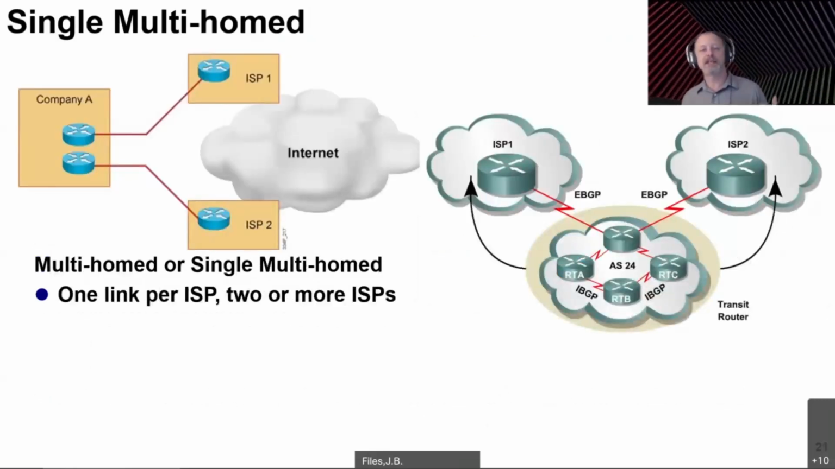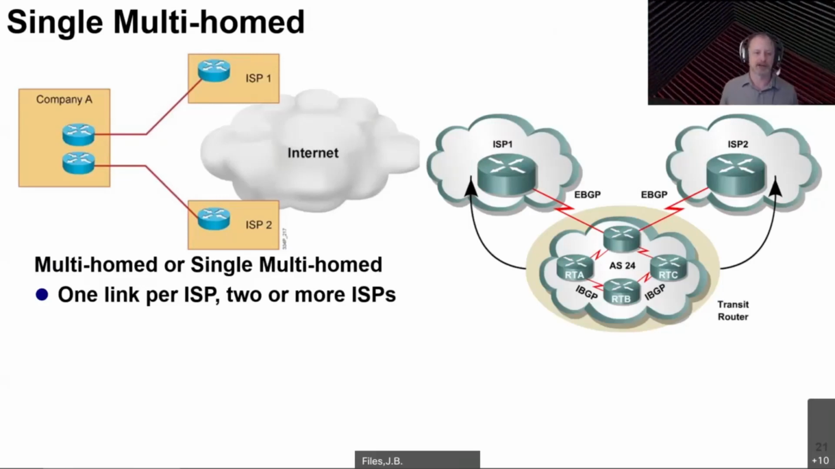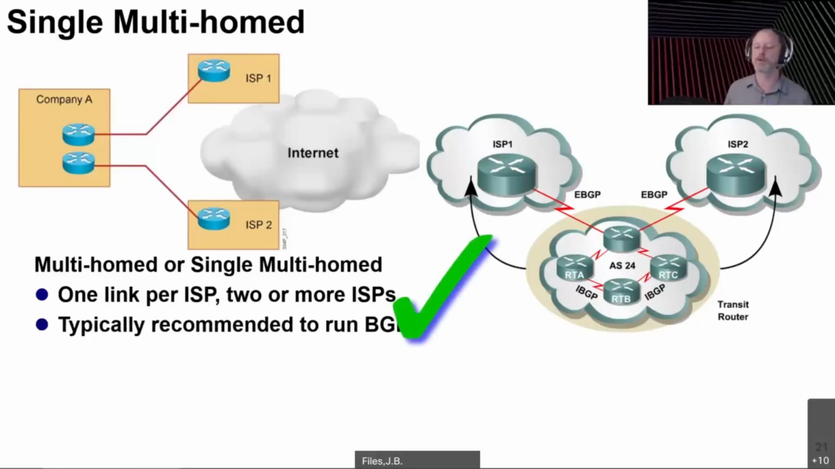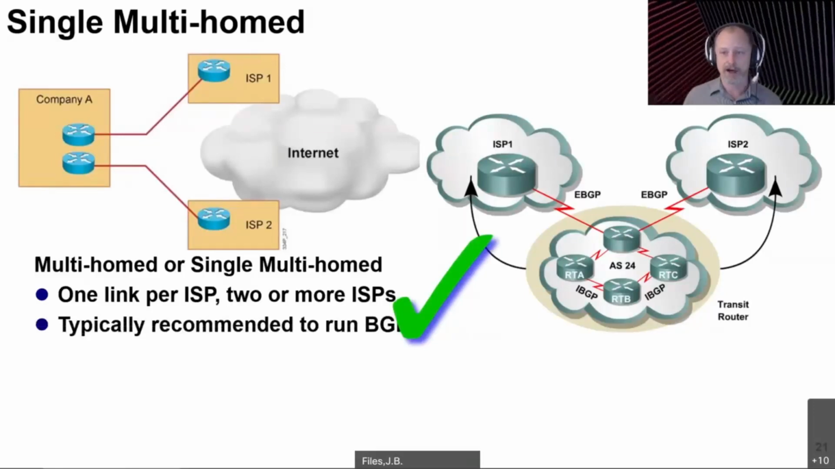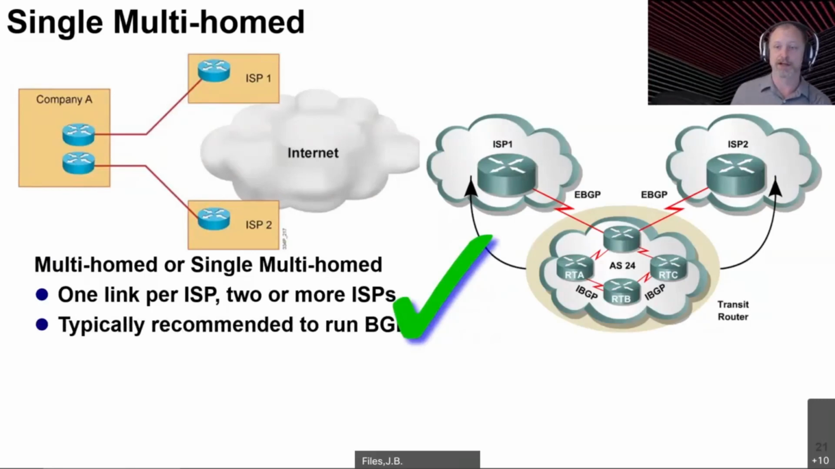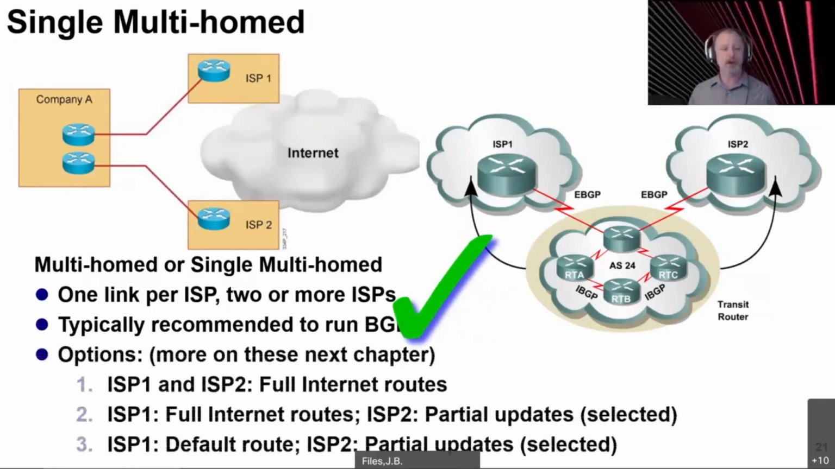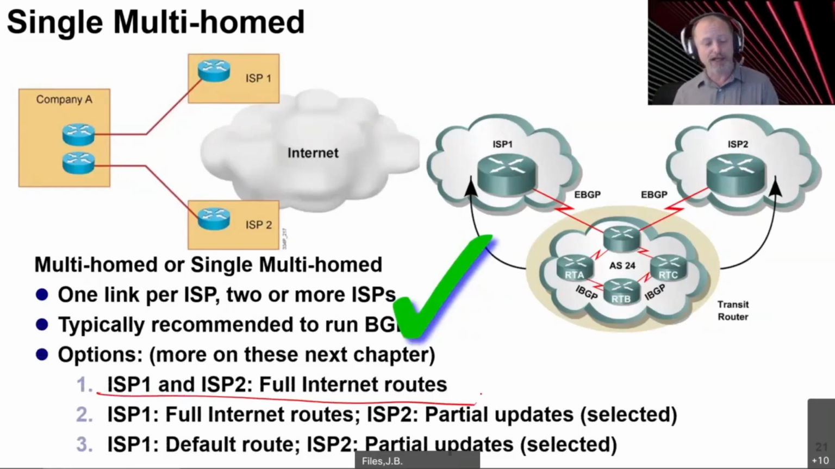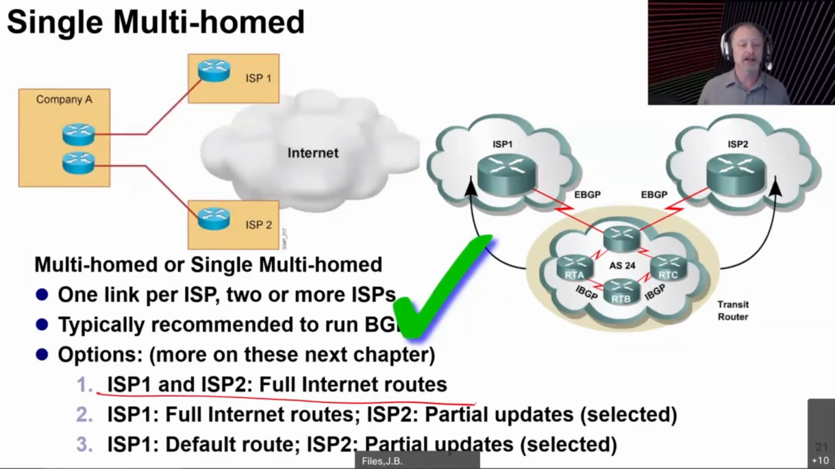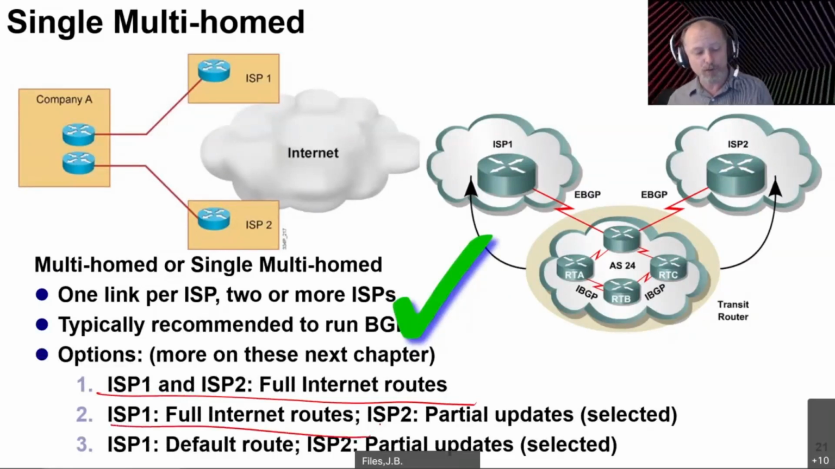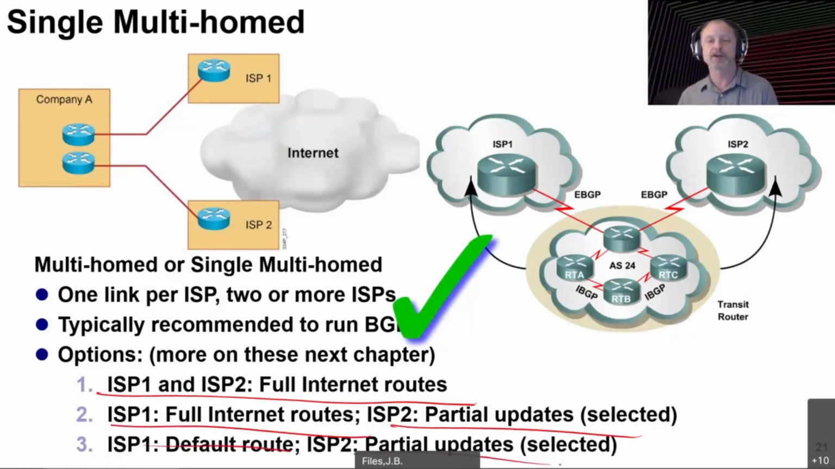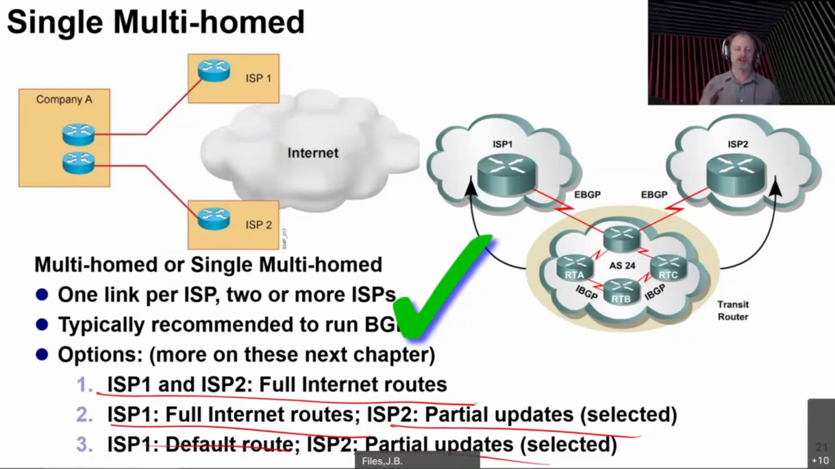Then we get to single multi-homed, or sometimes just multi-homed. All right. One link per ISP, but multiple ISPs. This is definitely where you're in BGP territory. All right. Now, what are you going to learn via BGP from your service providers? Well, you've got different options. The first one is your ISPs will send you the full internet routing tables. You got to have some beefy hardware for that. The alternative is maybe full routes from one, partial updates from another, or default from one, partial updates from another.